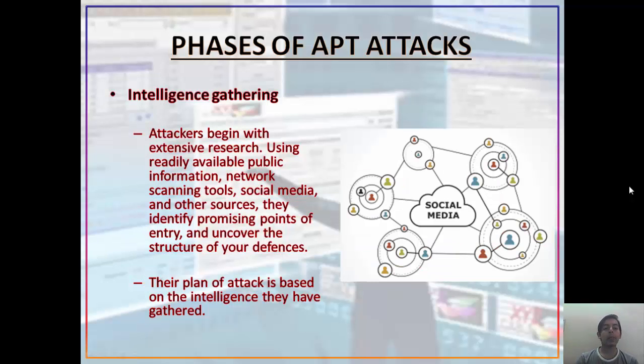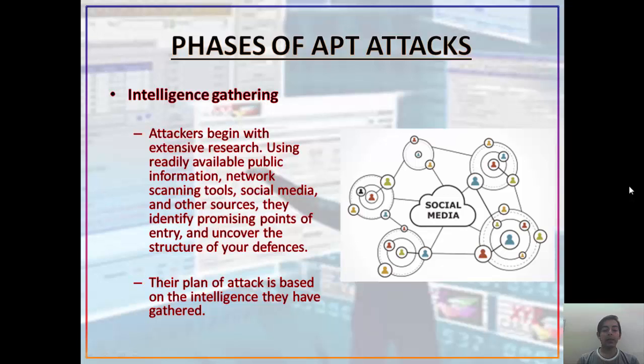Now moving on. What is intelligence gathering, or what is the first phase of an APT attack? In intelligence gathering, the attackers begin with extensive research and, using readily available public information, network scanning tools, social media and other sources, they identify promising points of entry and uncover the structure of your defenses. Their plan of attack is based on the intelligence they have gathered.